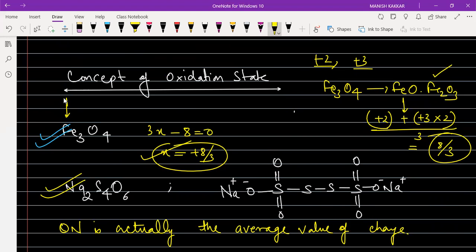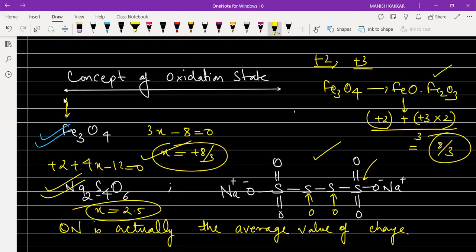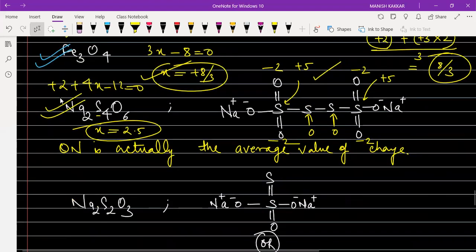Na2S4O6 है, अगर मैं इसकी ऑक्सीडेशन नंबर निकालूं तो it is 2 + 4x - 12 इक्वल टू 0। यहां से ये वैल्यू आती है 2.5। इसका मतलब ये है कि average value of charge on all the sulfur atoms is coming out to be equal to 2.5। ये स्ट्रक्चर मैंने बनाया आप लोगों के लिए Na2S4O6 का। इसमें ये सल्फर जीरो स्टेट में है, ये भी जीरो स्टेट में है। ये वाला सल्फर +5 में प्रेजेंट होगा और ये वाला सल्फर भी +5 में होगा, क्योंकि ये दोनों ऑक्सीजन -2 में हैं, चारों ऑक्सीजन। तो ओवरऑल एवरेज वैल्यू कैसे निकलेगी?